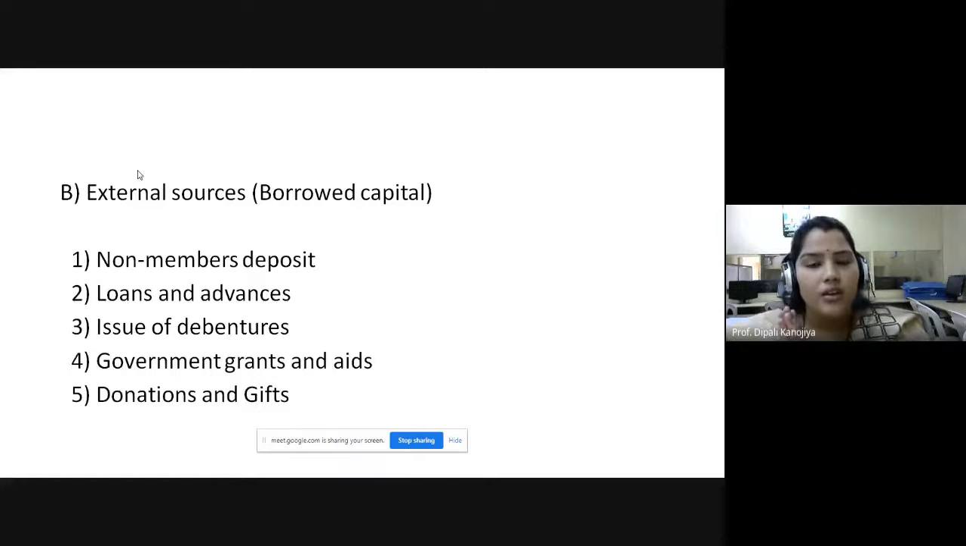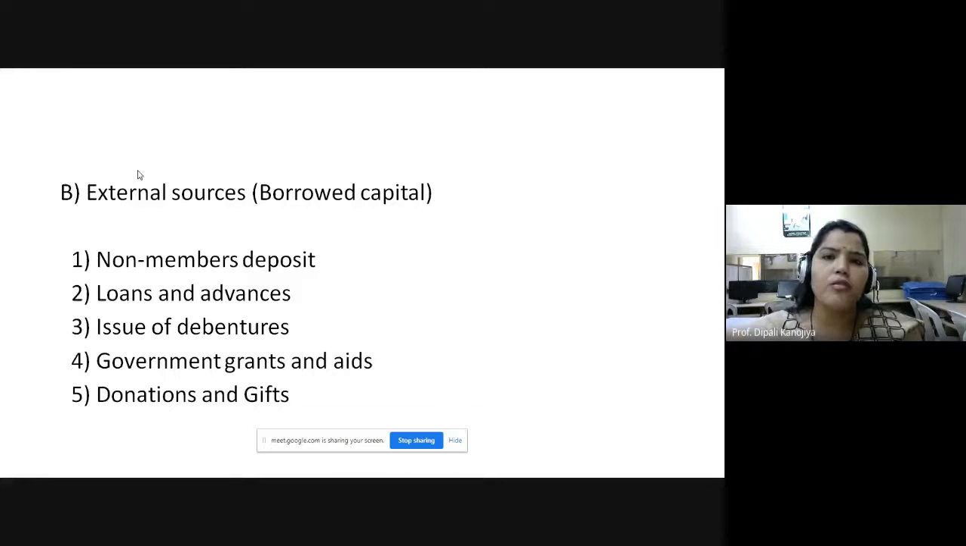First we saw that the first external source is non-members' deposit. Now the second external source is loans and advances. How is capital raised through loans and advances? The society needs to raise capital by obtaining loans. They collect loans and advances from the government and financial institutions to fulfill fixed and working capital needs. That loan is provided by financial institutions and governments.